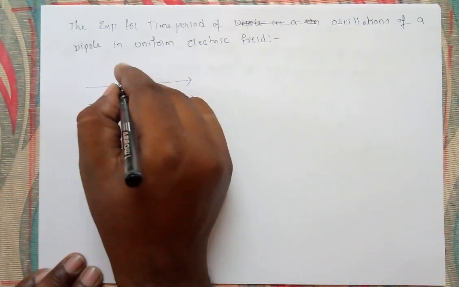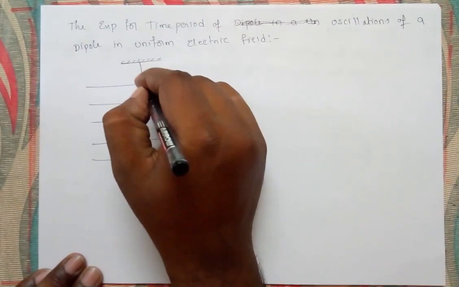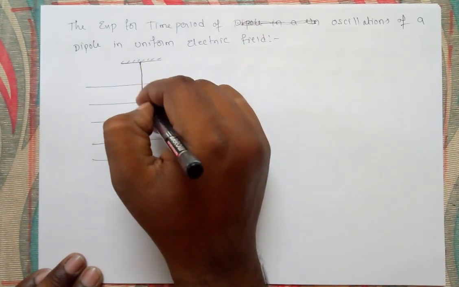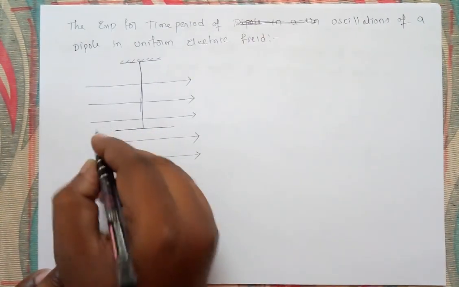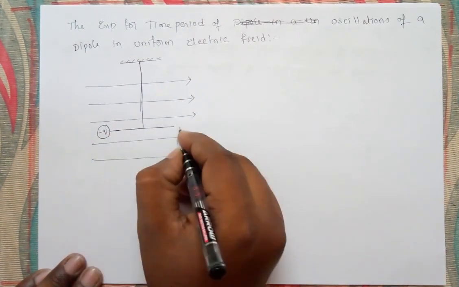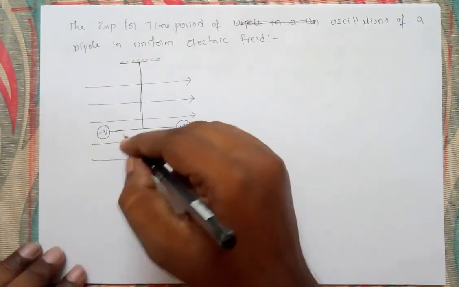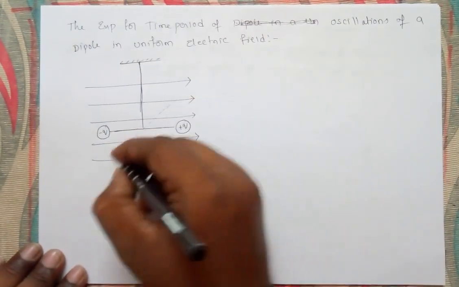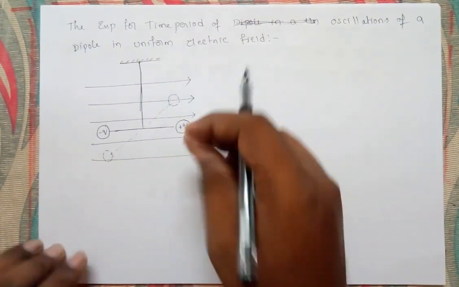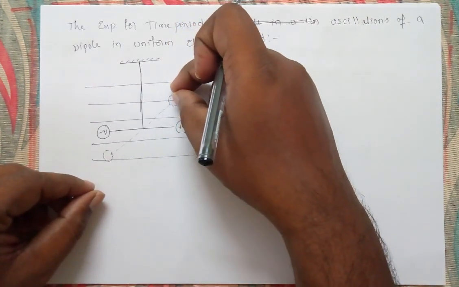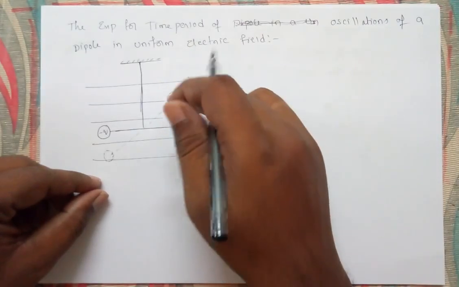In this uniform electric field, by taking a rigid support, we suspended one dipole like this. We suspended a dipole. So I told you, when you deflect it, what happens when you deflect it like this? The electric field tends to bring it back to this direction. Then what happens?